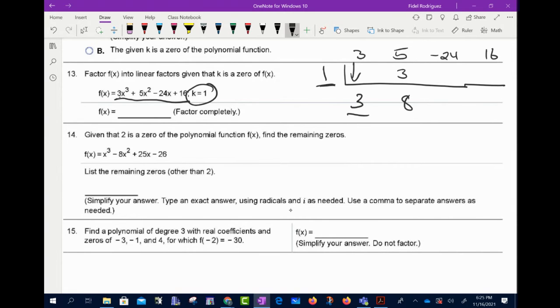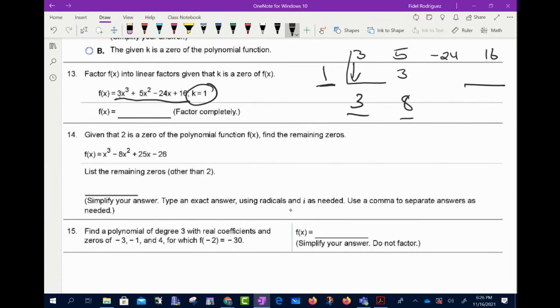I'm going to multiply again. 3 times 8 is 24. And when we add these together, let's see, this is going to give me 0. Why is this not working out the way I want it to? Got to do something wrong. It's supposed to be a 0. Did I do something wrong? 3, 5, negative 24, 16. Equals 1. Bring that down. Ah, I know why. Oops.